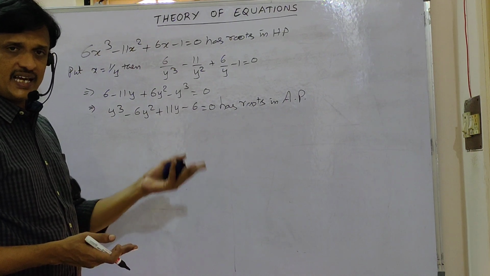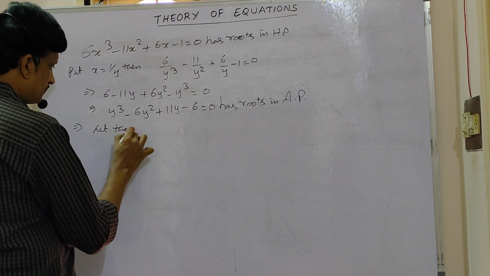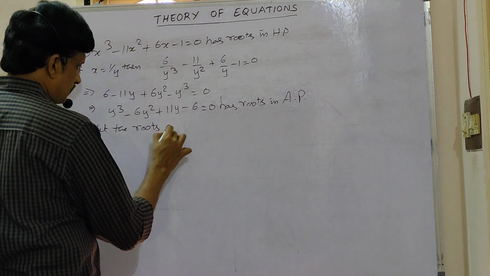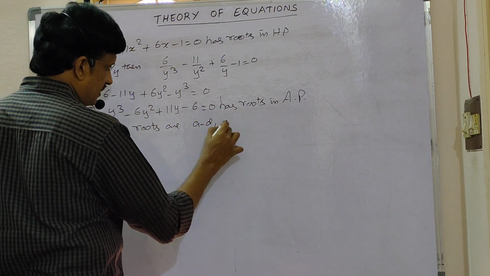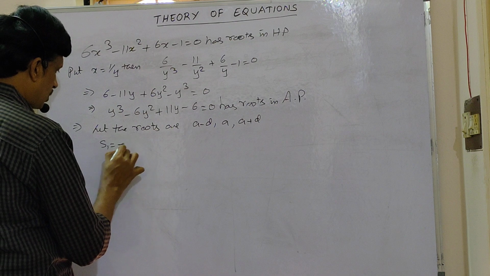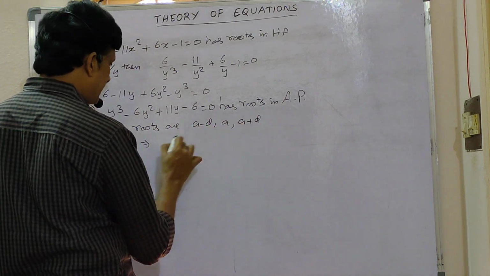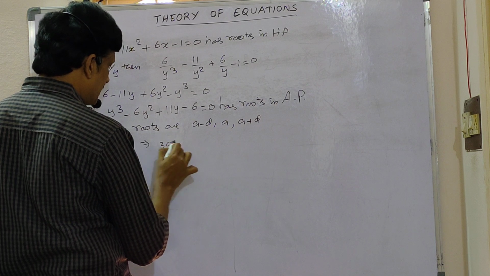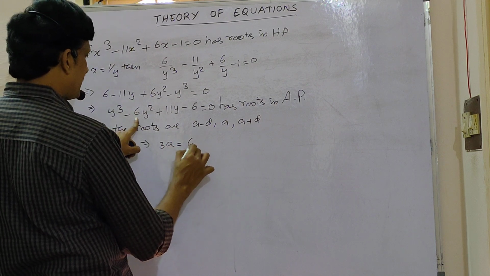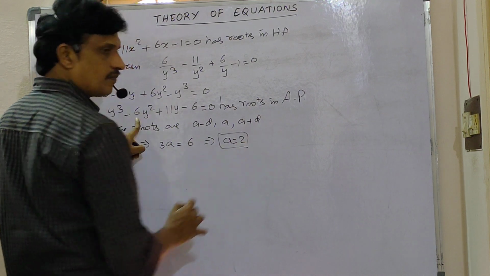And now here the cubic polynomial has roots in arithmetic progression, means you can suppose that the roots are a minus d, a and a plus d. Now write S1 equal to minus P1. S1 means sum of these three, d minus d gets cancelled. a plus a plus a, 3a is equal to minus of minus 6 will be plus 6. Gives a is equal to 2.